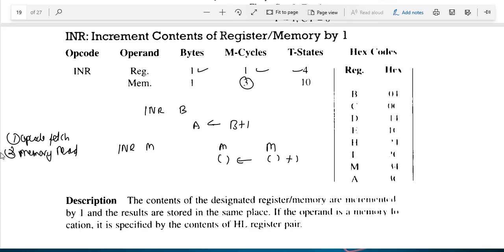Then when the content moves to the processor, the data will be added with the value one, and again written into the memory. This is reading, and here this is writing. Okay. So the next machine cycle will be memory write. So overall T states will be 4, 3, 3, that is equal to 10 T states.